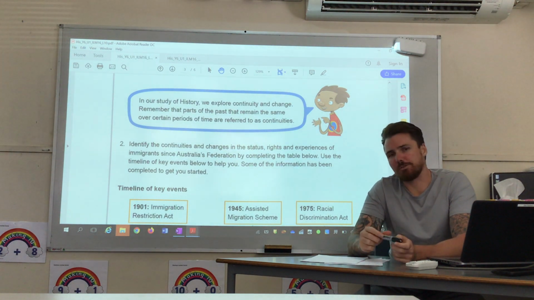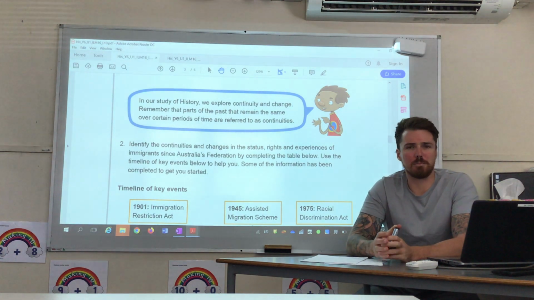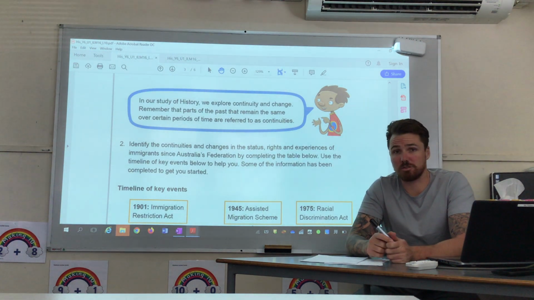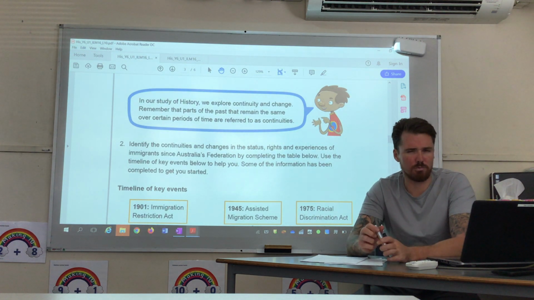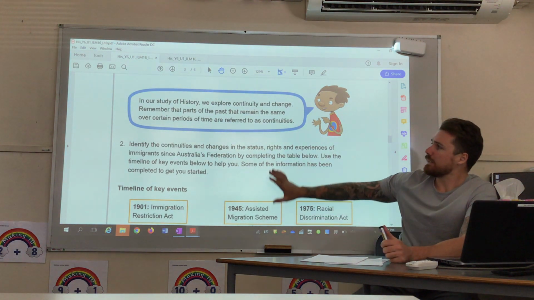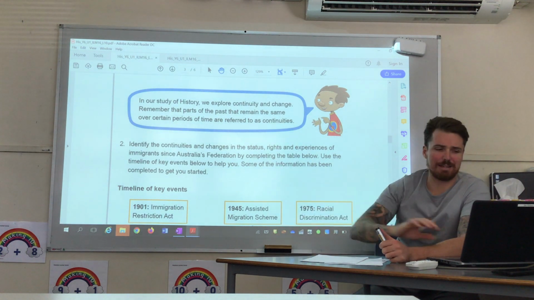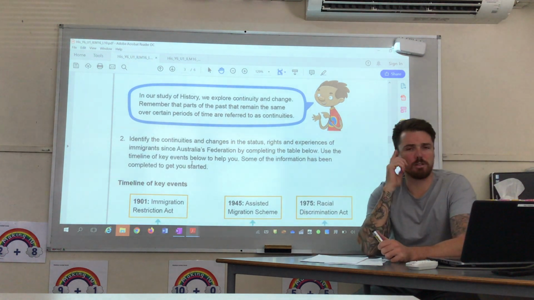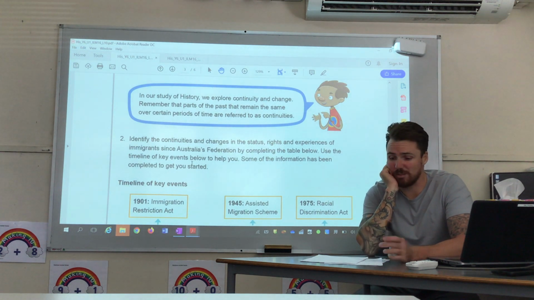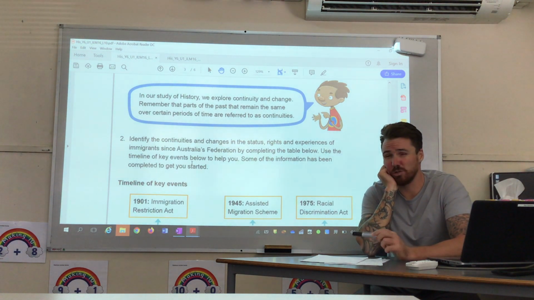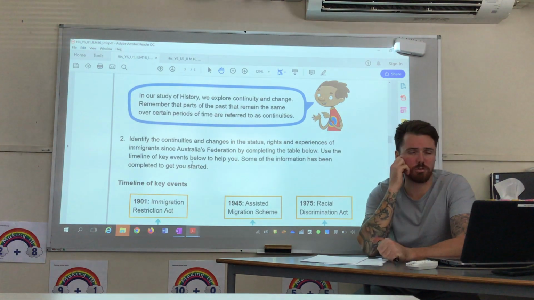Yesterday, we went through a video that spoke all about migrants and their history in Australia and our immigration policies. We had a little bit of a chat about that and we did question 1 of our workbook. Now, we've moved into question 2 today. So let's have a quick run through about what we're doing. We'll have a timeline to work through and then I'll walk through the question that we're doing today. We're doing question 2 only today, so it's a reasonably short history lesson.